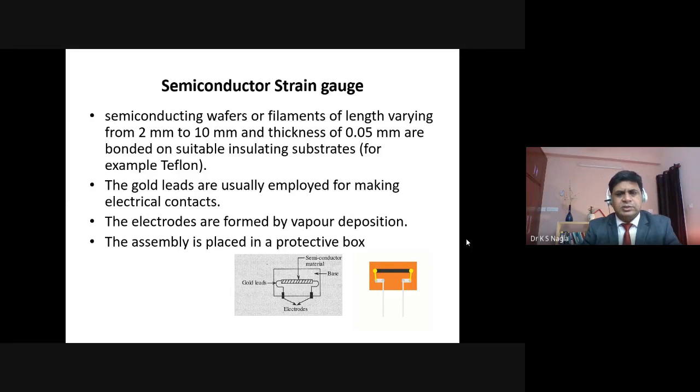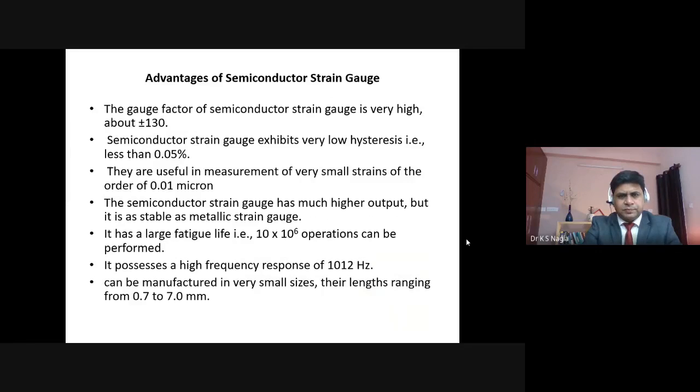So the assembly is placed in the protective box, and ultimately you are placing the semiconductor strain gauge on a base where you are measuring the force, pressure, or strain. The semiconductor strain gauge has many advantages as compared to the ordinary type of strain gauge. The gauge factor of a semiconductor strain gauge is very high, about plus or minus 130, and it exhibits very low hysteresis.